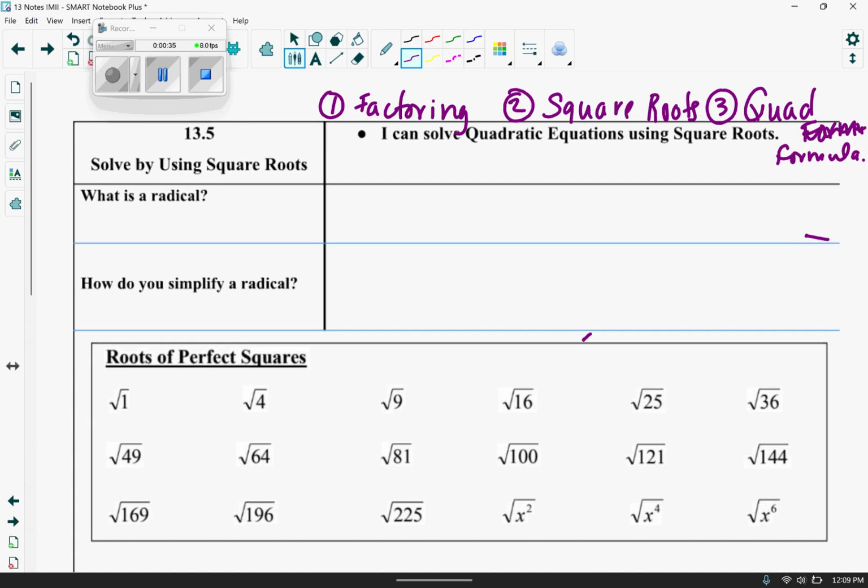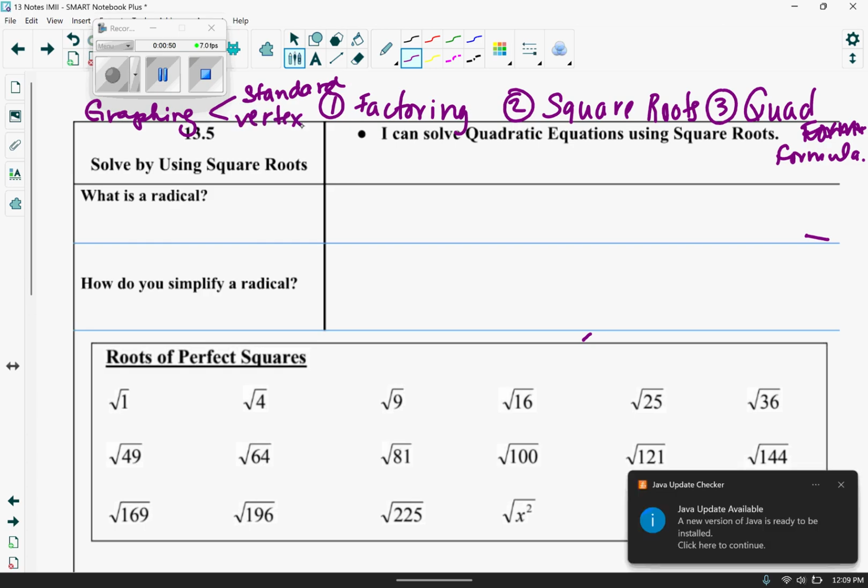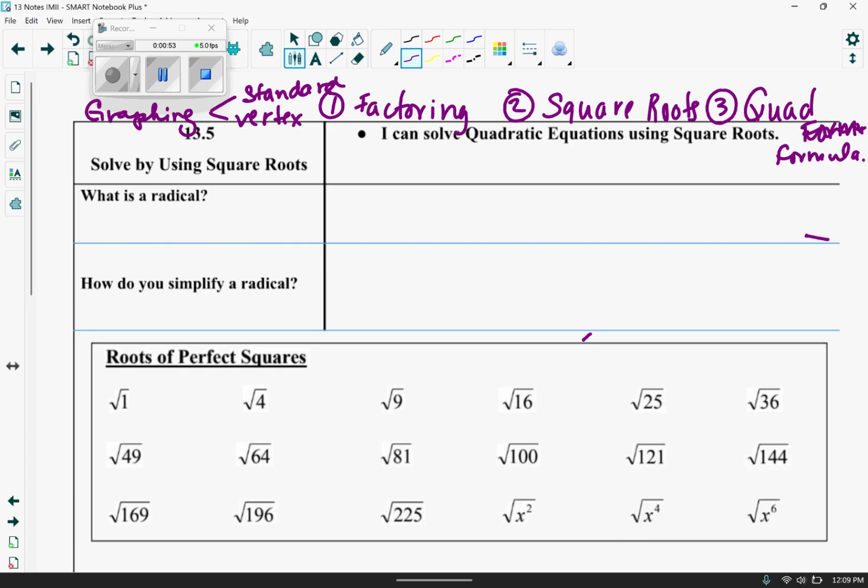Okay, with that being said, we've already done a few things by visual. We can do some graphing. We can graph from standard form and vertex form, so two forms. And we'll find more about that later on. That'll actually be more next unit.